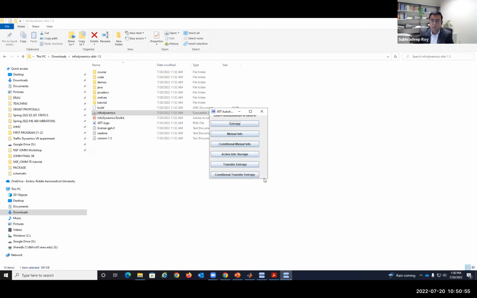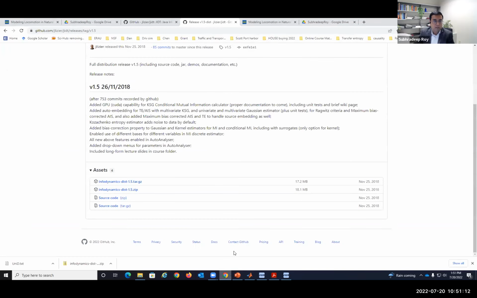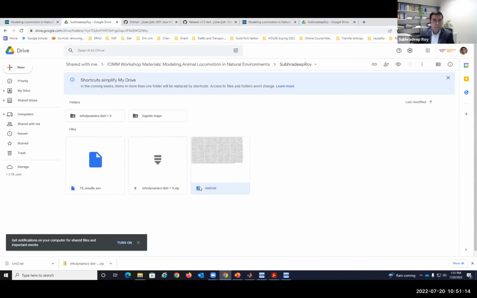You have to provide which calculator you want to use. So these are different information theoretic calculators, depending upon what you need. For example, in this case, we have 2 time series data I just showed you from the logistic map that we have generated. And we'll also find in the Google Drive folder unidirection.txt. This is the data I've already generated and saved it for you.